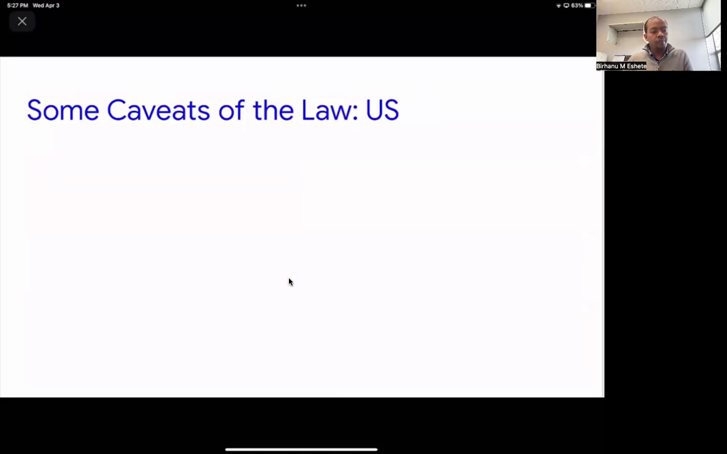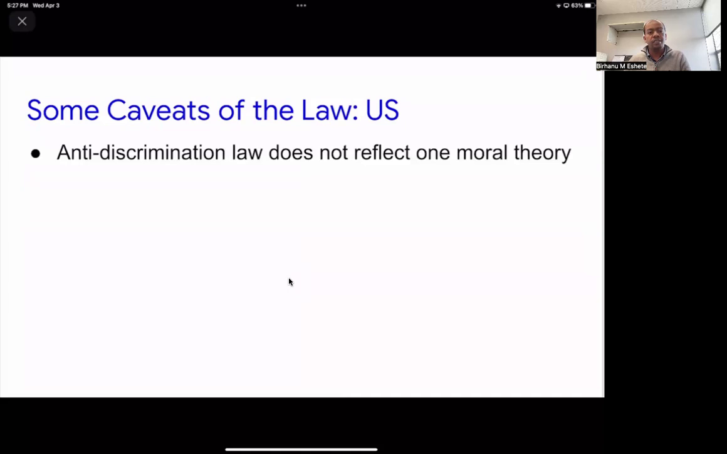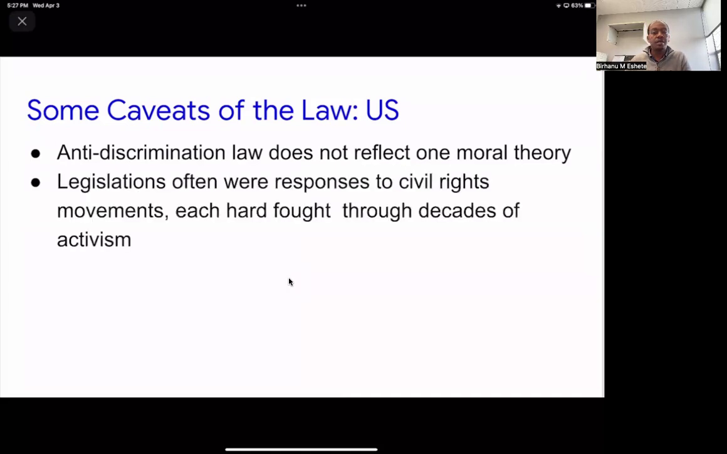Okay, no law of any land is perfect because laws are designed by humans and they are also based on context, the historical context of the country, political philosophy, and other things, right? So there are some caveats of the law in the context of the United States. For example, there are anti-discrimination laws, but the law does not reflect one single moral theory behind it. The reason is that legislations, by their very nature, are often responses to civil rights movements, as is true, for example, in the United States. And these are hard fought through decades of activism by people who are concerned about this or who are directly affected by it.